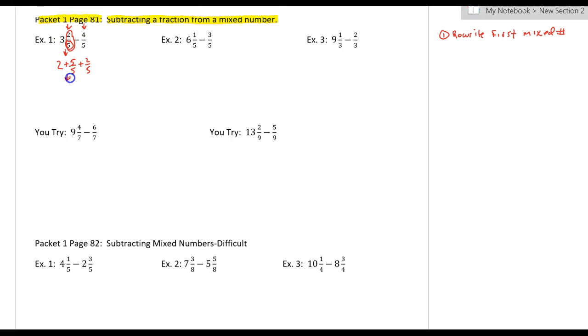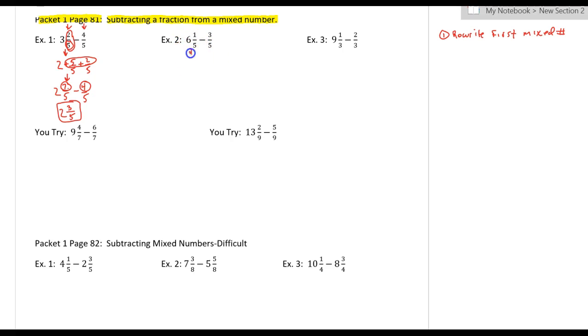So when we rewrite that first mixed number, we're going to get 2 and 7 over 5. And now we can subtract the 4/5. So what do we get when we do this? Well, 2 minus 0 is 2, but then 7/5 minus 4/5, 7 minus 4 is 3/5. So when you subtract these, you will get 2 and 3/5. Once you know how to do one of these, you know how to do all of them. So the first step here, we're going to rewrite this mixed number.